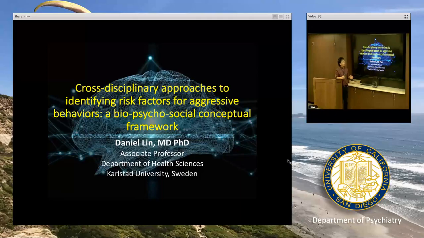That's part of the reason that I got into research on aggressive behavior and violence, because this is a very heterogeneous behavior, and we can see it across many different diagnoses. We're wondering if a different level of aggression refers to a different level of biological factors or a different level of environmental exposure. So it's a very fascinating area, but also very important.